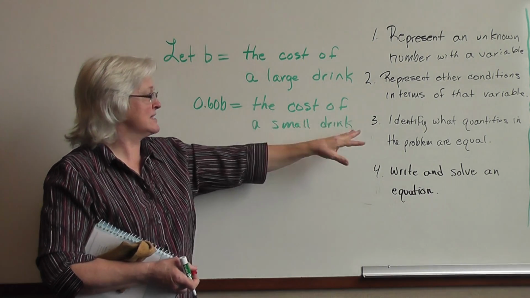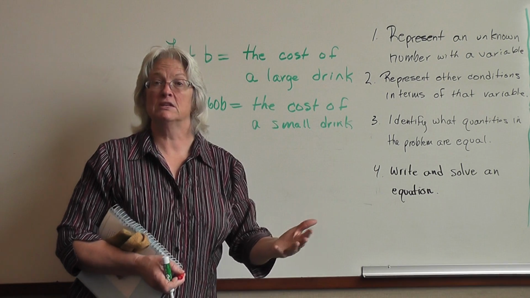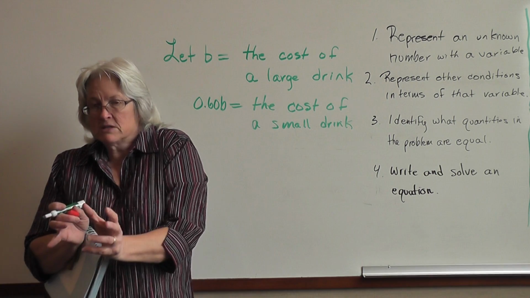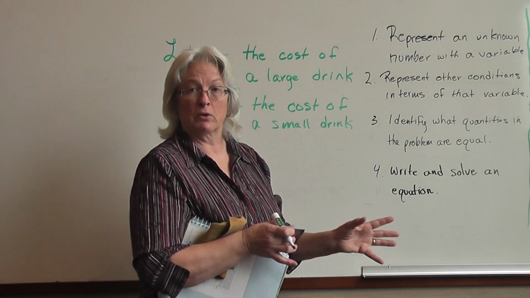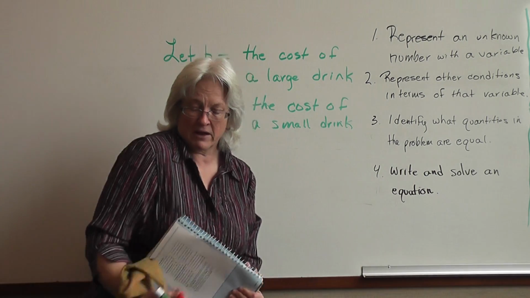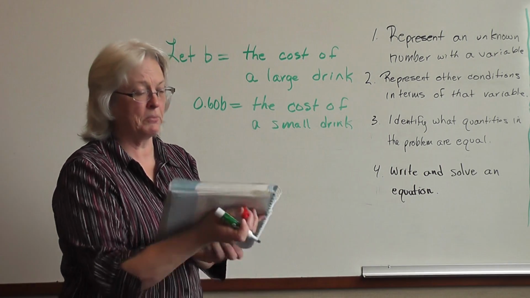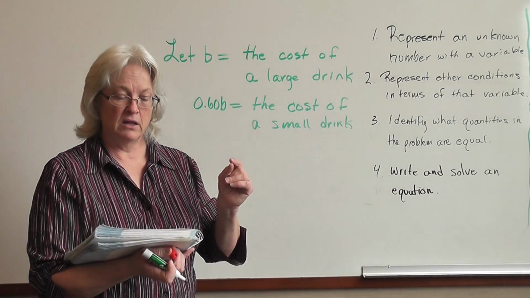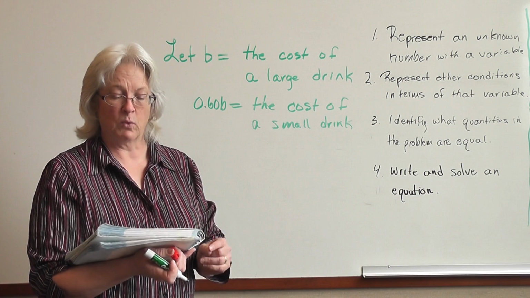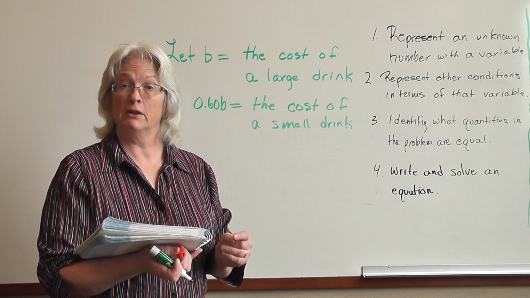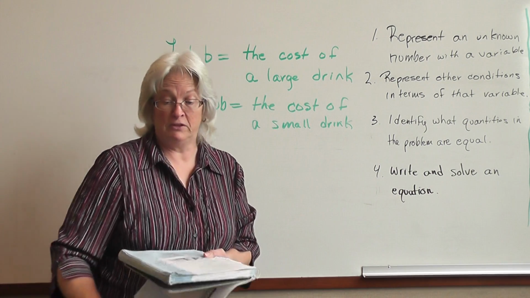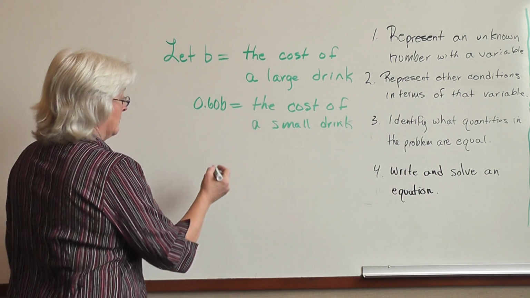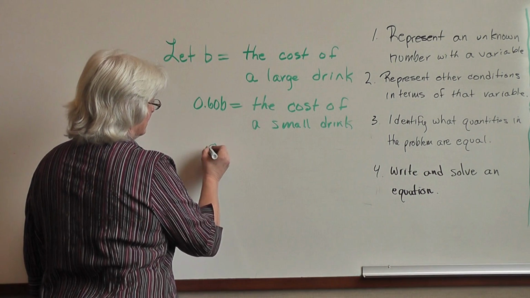Now, step 3 says, identify what quantities in the problem are equal. And this is where you say, okay, if I do group these things together, this is what I'm going to come up with. So let's go ahead and look back at our book, look at our problem, and it says the total cost for one small beverage and a large beverage is $1.52. So then what two quantities do we have that are equal? Well, we have our little small drink here.